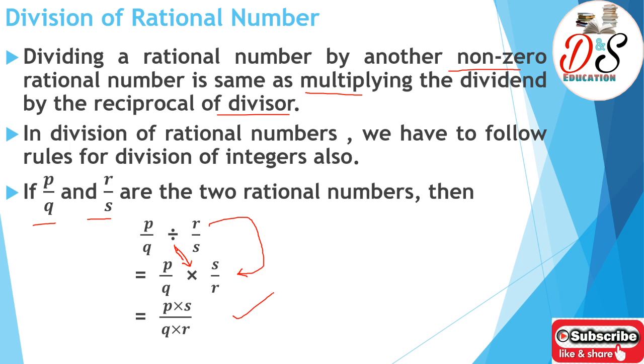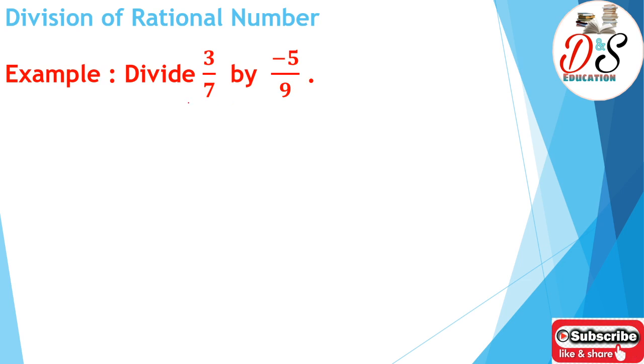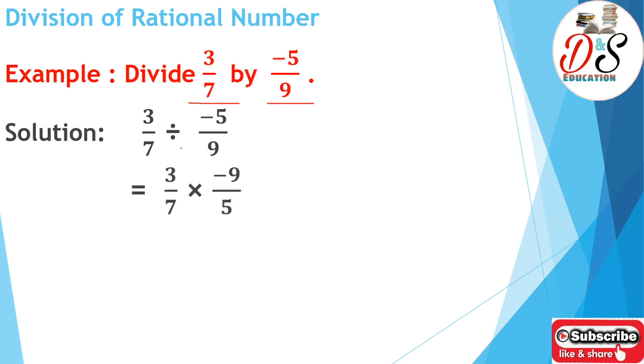Let's discuss one example. Okay, we have a rational number 3 upon 7 and another minus 5 upon 9. What you have to do, you have to replace this division sign with multiplication, and you have to reciprocate just the following rational number. सो रेसिप्रोकल ऑफ -5/9 इज -9/5.